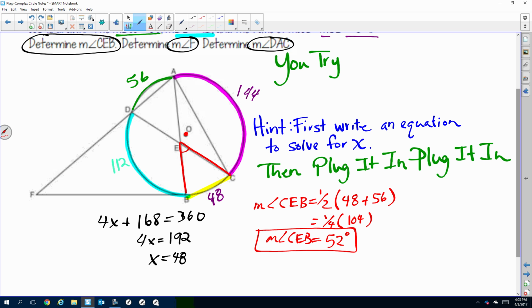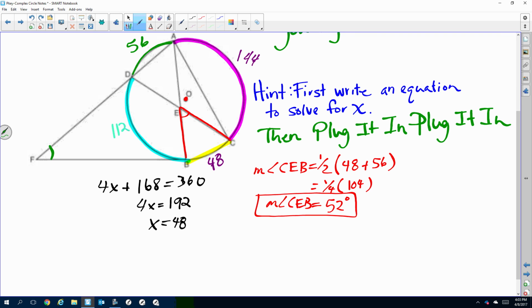They want us to also find the measure of angle F. Angle F is over here outside the circle, so that's an exterior angle, and I use my exterior angle rule. The measure of angle F is half the difference of the intercepted arcs. Our intercepted arcs for angle F are from A to B and B to D, the arcs that would be in the interior. If I go A to B, I add the 144 and the 48, which is 192. Subtract D to B, which is 112. We take half of that difference, so half of 80, which means the measure of angle F is 40.